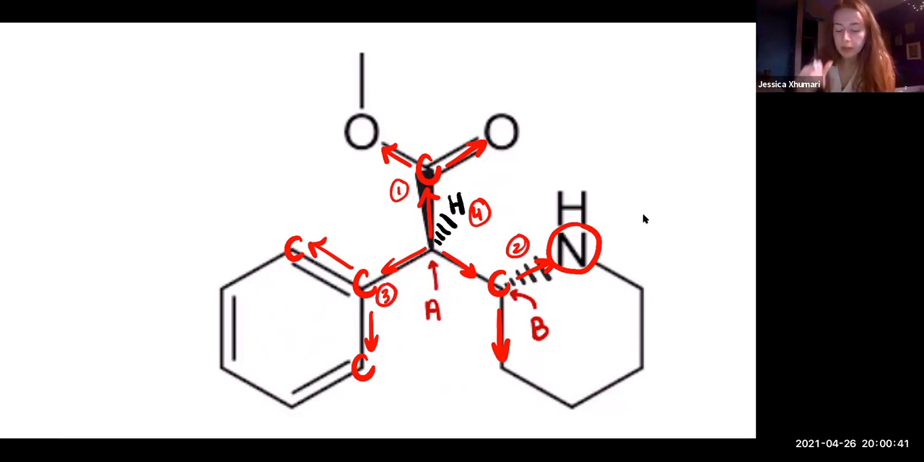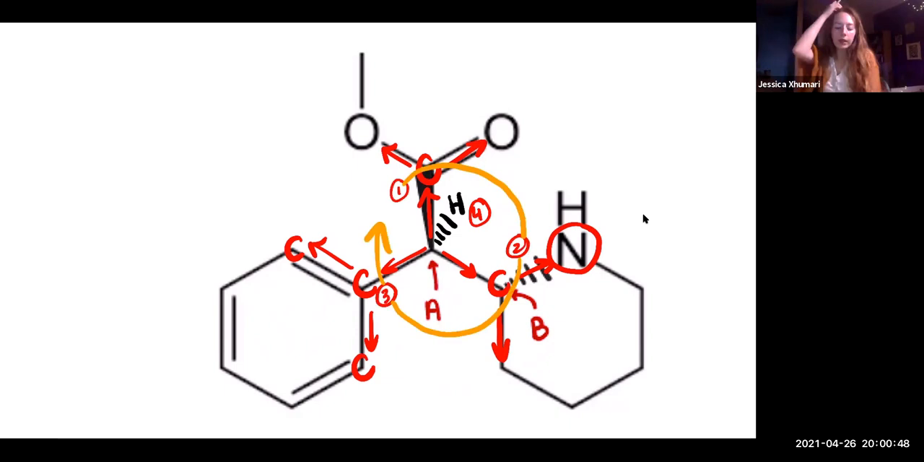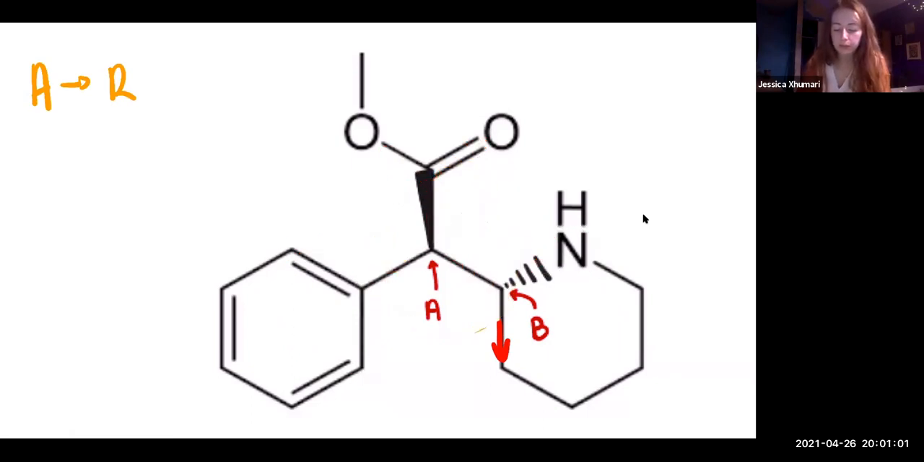When we connect 1, 2, and 3, we are going in the clockwise position, so it's going to be R. So A will have R stereochemistry configuration. Okay. So let me know if there's any questions on that. And we'll look at B.